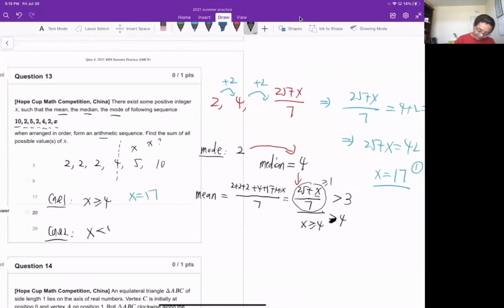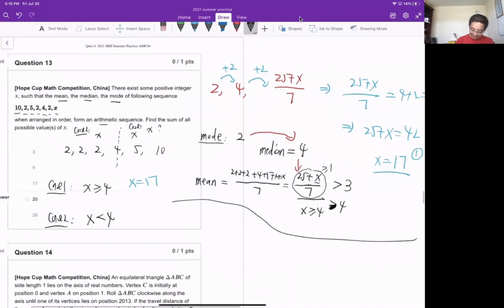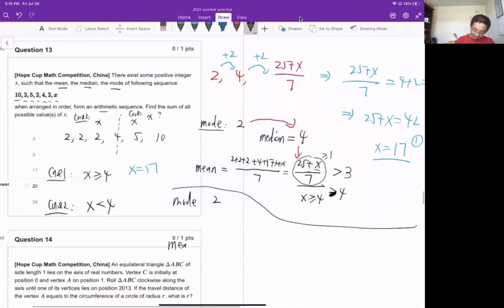Case 2, if x is less than 4, that means x is on this side. So this is case 1, and this is case 2. If x is on this side, we have the mode is still 2, and the mean is still (25 plus x) over 7. And the question is, what is the median?